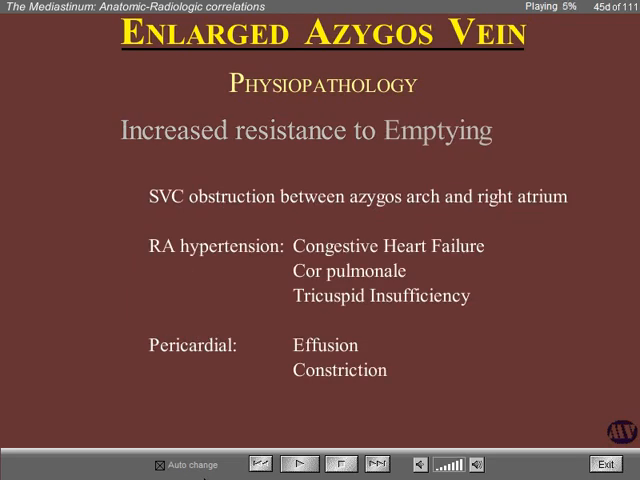Increased resistance to the emptying of blood from the azygos vein to the superior vena cava to the right atrium is observed when there is obstruction of the superior vena cava between the terminal portion of the azygos vein, that is the azygos arch, and the right atrium. There could be a right atrial hypertension, as seen in congestive heart failure, cor pulmonale, or tricuspid insufficiency. Or there may be resistance to the emptying of blood from the superior vena cava into the right atrium, as seen with pericardial effusion or with pericardial constriction.